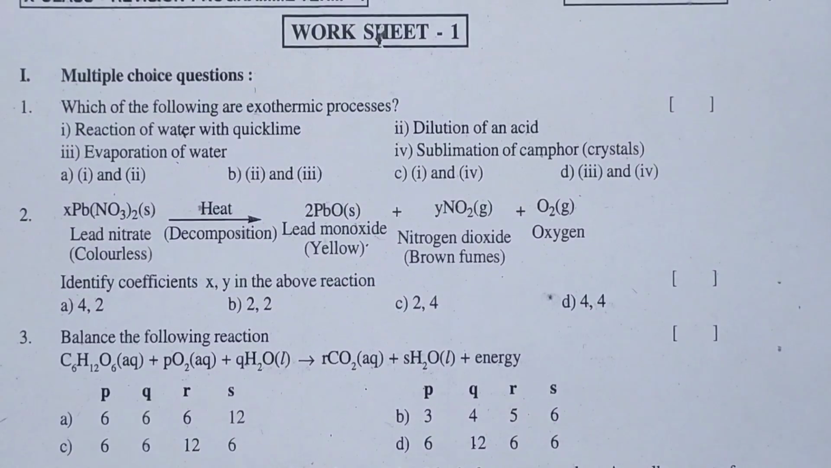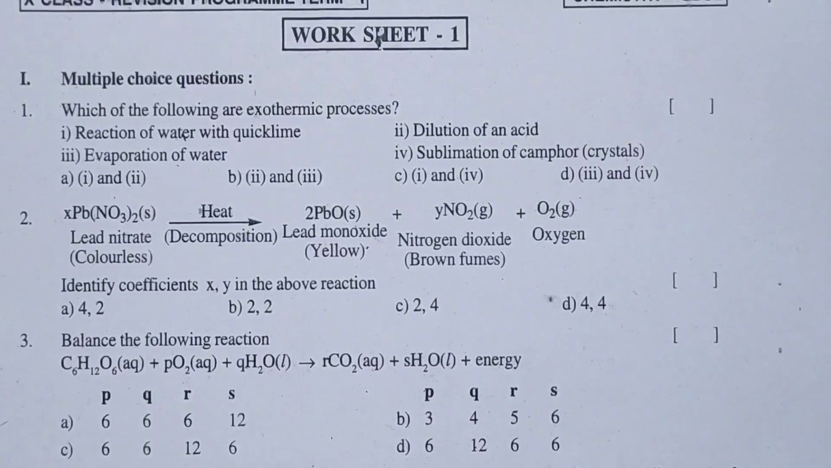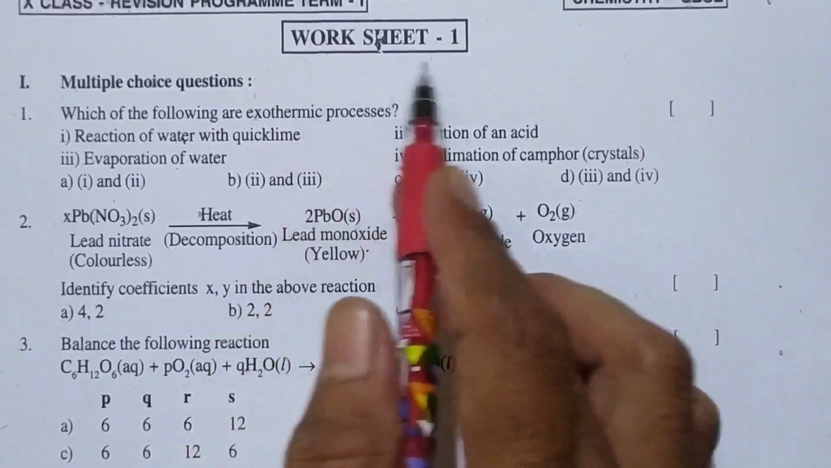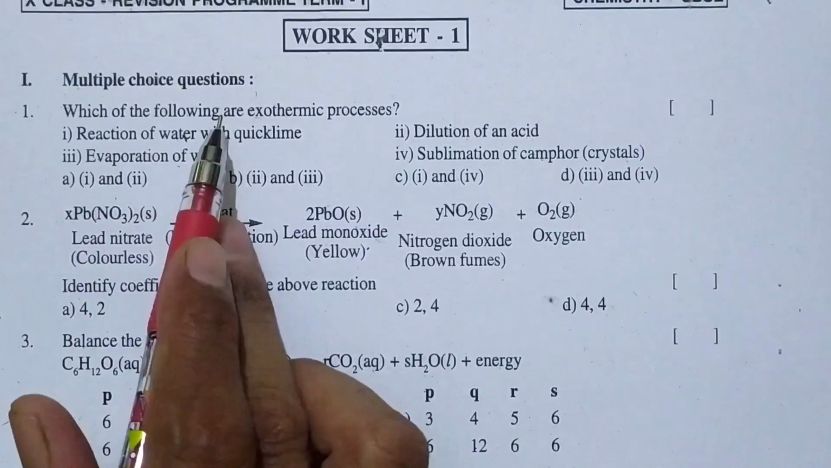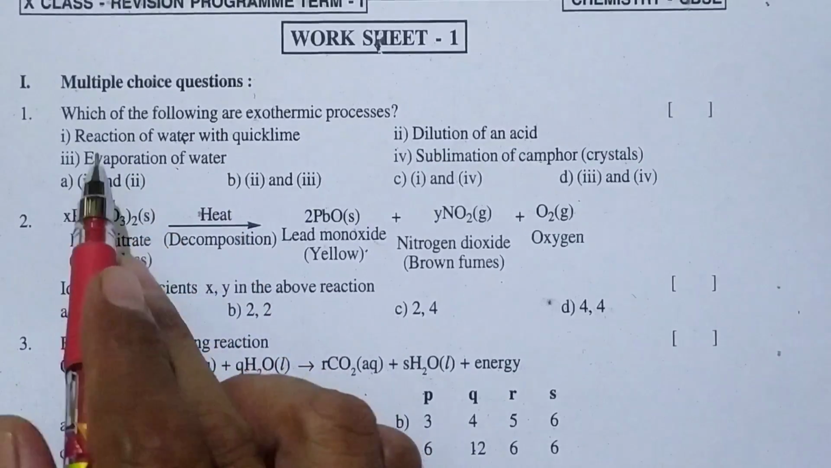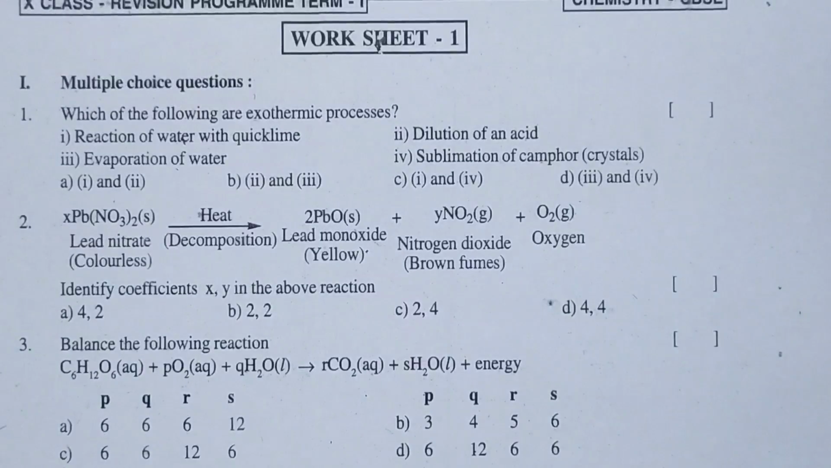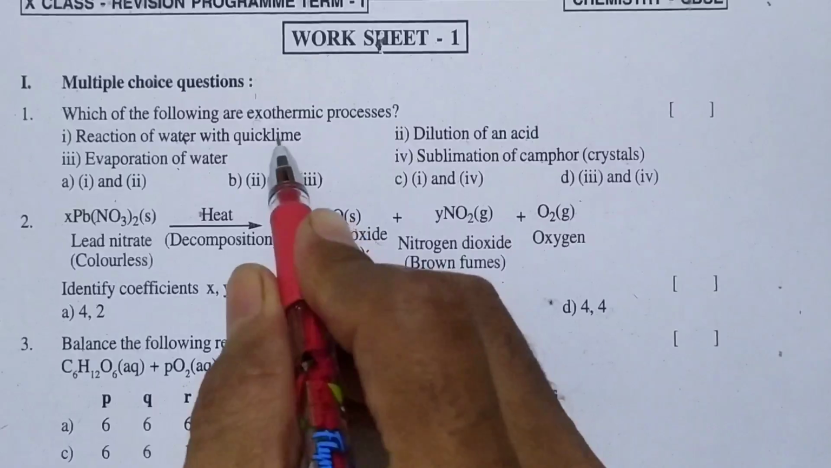Now we see chemistry chapter 1, chemical reactions and equations, worksheet number 1. Let us see first the multiple choice questions. In that, question number 1 is: which of the following are exothermic processes?